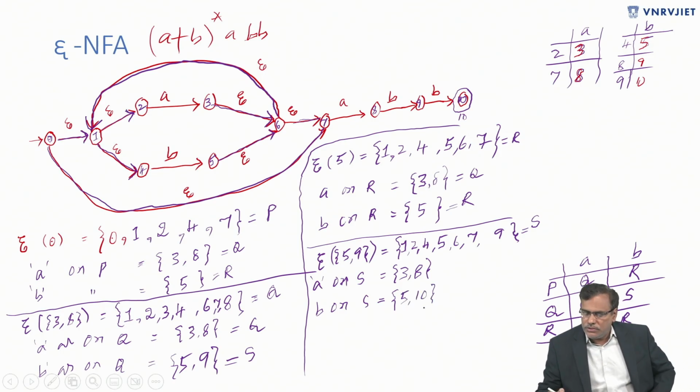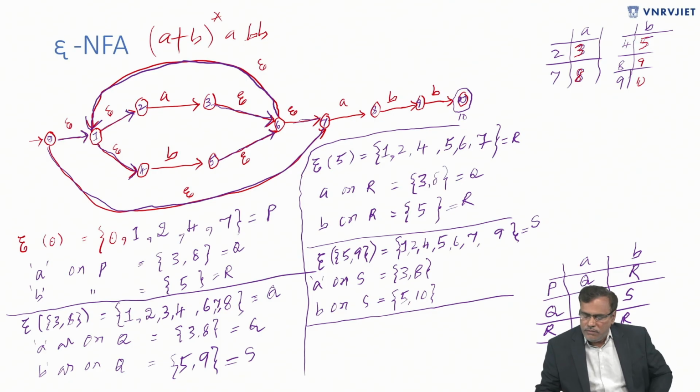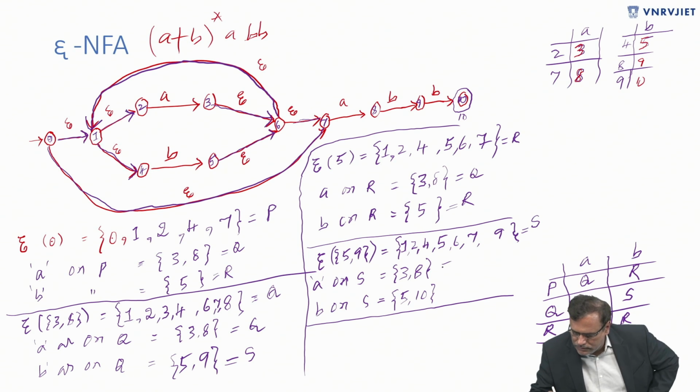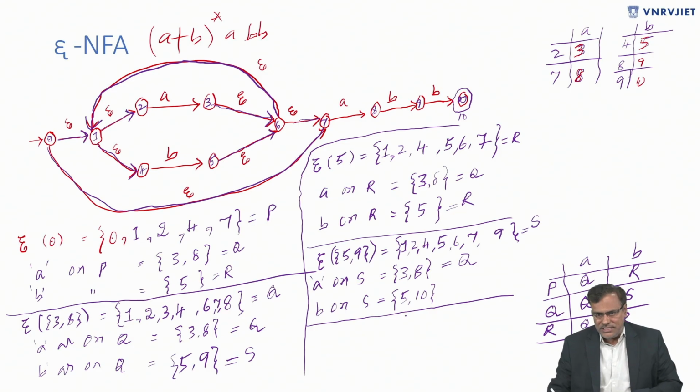So this is over. A on this and B on this. And what are you left with? Already you have found epsilon closure of 3, 8, and you know that epsilon closure of 3, 8 is Q. So this becomes Q. And you have not yet found epsilon closure of 5, 10. This is a new set of states, so this time you are supposed to find the epsilon closure of 5, 10.